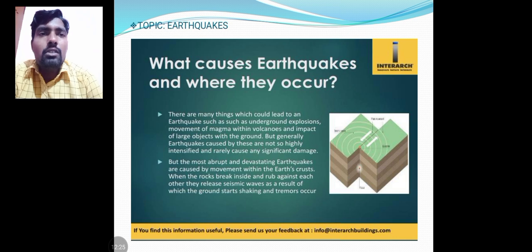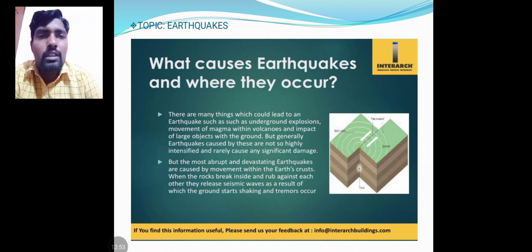So what are the causes? There are many things related to earthquakes, such as underground explosions, movement of magma in volcanoes, and impact of large objects on the ground. But generally, earthquakes caused by these are not highly intense and rarely cause any significant damage.